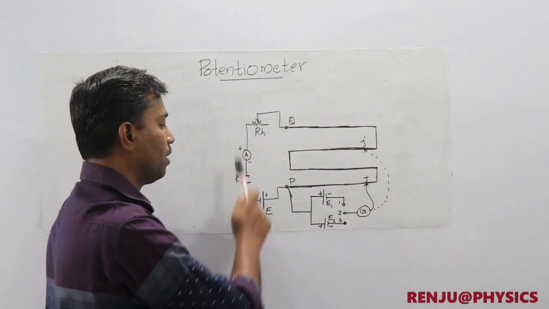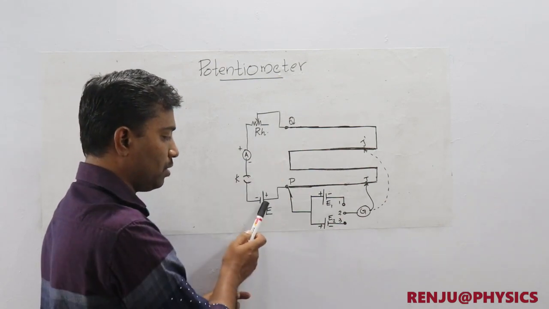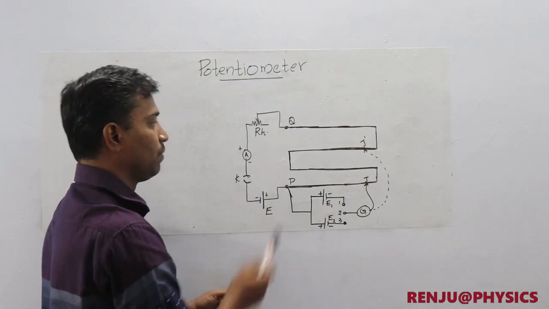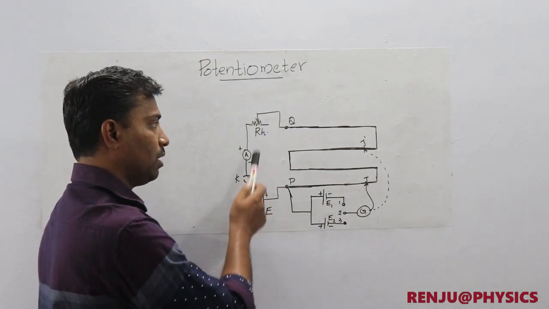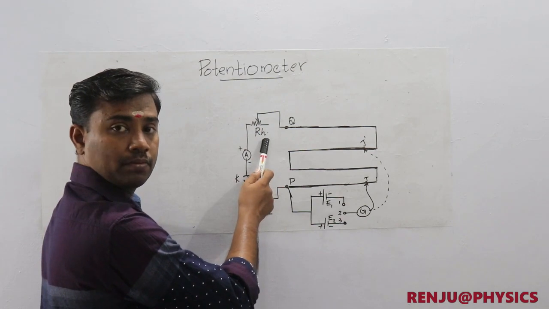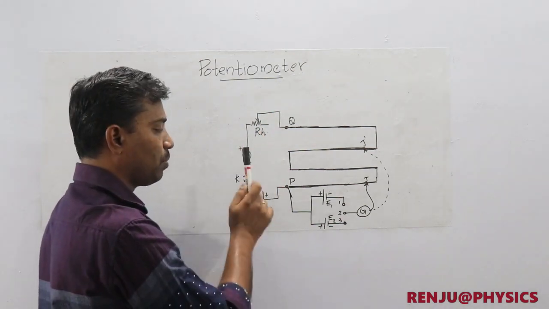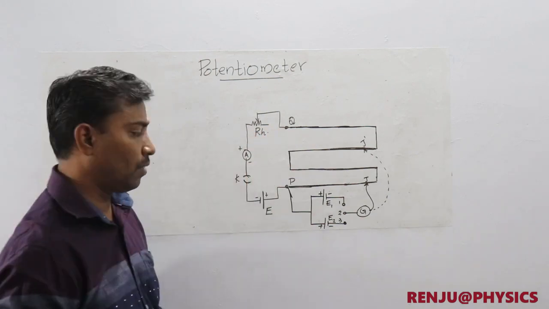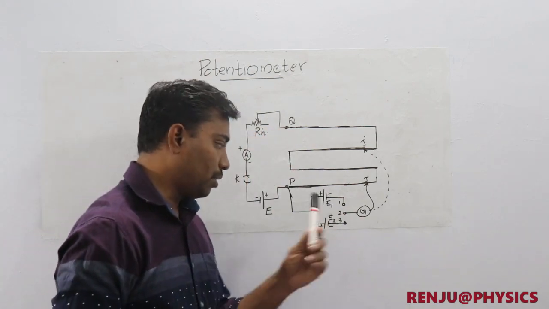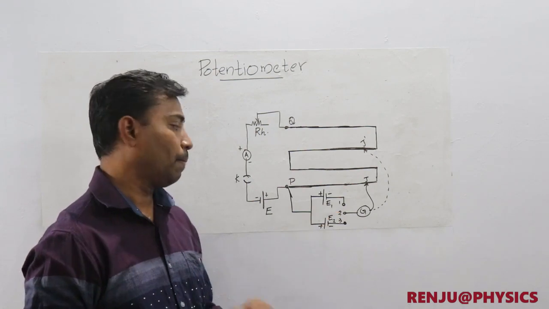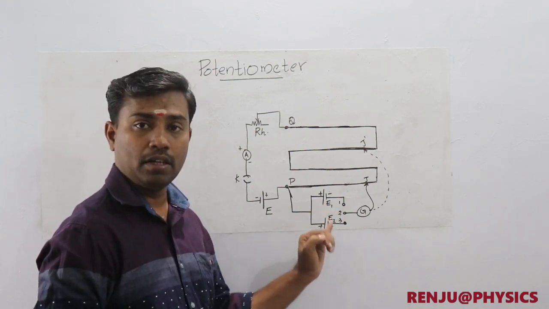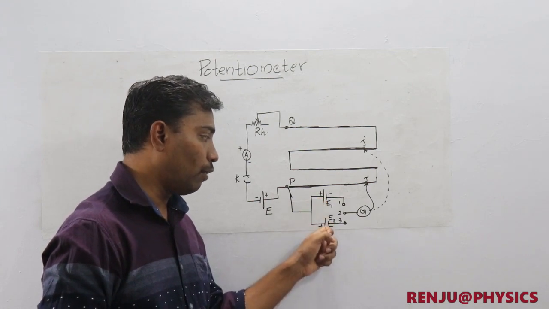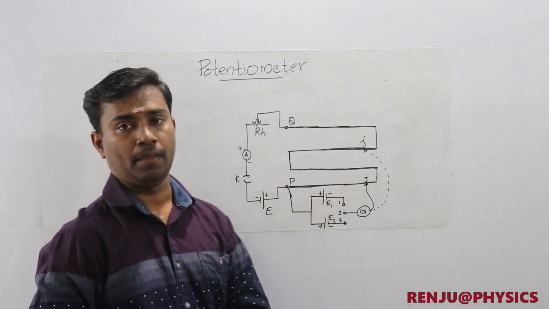Okay, this is a primary circuit, and the positive of the driver cell is connected to P, with a key, an ammeter and a rheostat. The function of the primary circuit is to provide a constant current by adjusting the rheostat. And the secondary circuit consists of two cells having EMF E1 and E2. So we need to compare the EMF of these two cells.